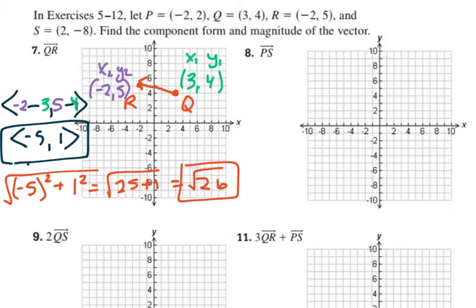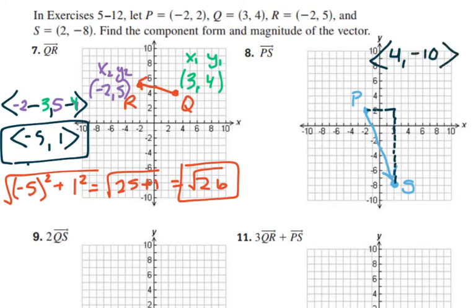Alright, so taking a look at the next one, we're going to do PS. P is at negative 2, 2, and S is at 2, negative 8. That's very far down there. Okay, so P to S. If I look at my horizontal movement, I've gone 1, 2, 3, 4 squares to the right, so positive 4. And then we've gone 1, 2, 3, 4, 5, 6, 7, 8, 9, 10 squares down, so negative 10.